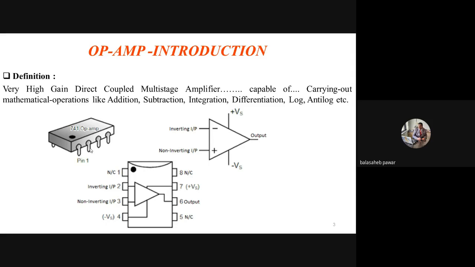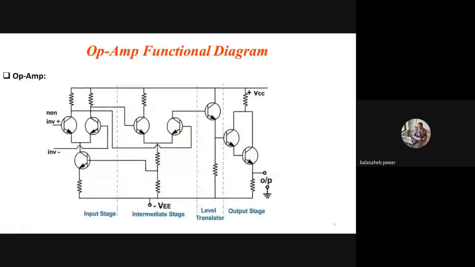Got it? Direct couple, multi-stage amplifier. Is it okay about this sentence? Very high gain, direct couple, multi-stage amplifier. See, I will just show you. This is nothing but the functional diagram of operational amplifier. Is it visible to all?